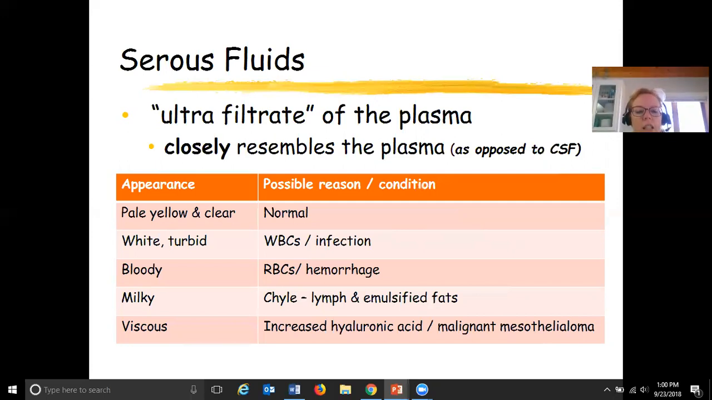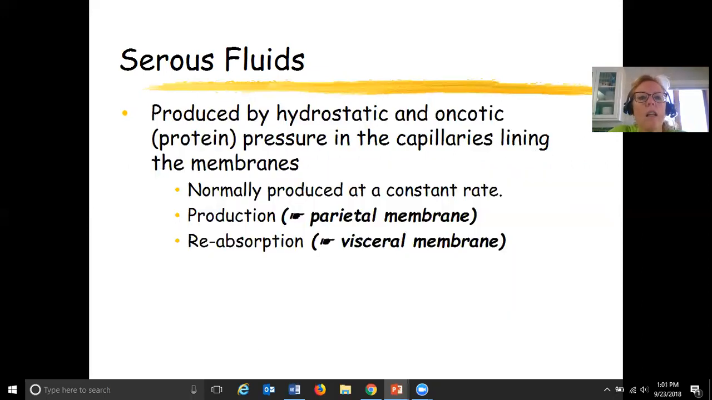When we talk about viscous or viscosity, that's how thick the liquid is. An example of something that's viscous is like a yogurt or a liquid that's really thick. Reasons that serous fluids could be viscous, thicker than plasma, are increased hyaluronic acid or maybe a malignant mesothelioma, or cancer of the mesothelial lining cells.